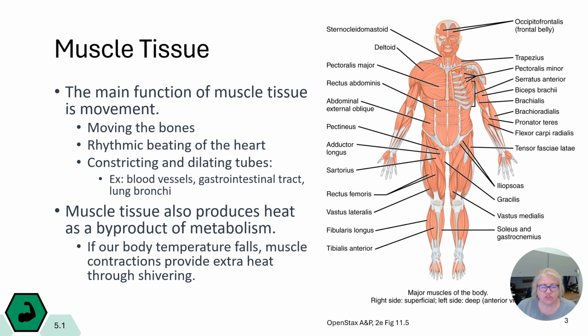The main function of muscle tissue is movement: moving the bones, rhythmic beating of the heart, constricting and dilating tubes such as the blood vessels, gastrointestinal tract, and lung bronchi. Muscle tissue also produces heat as a byproduct of metabolism. If our body temperature falls, muscle contractions provide extra heat through shivering.